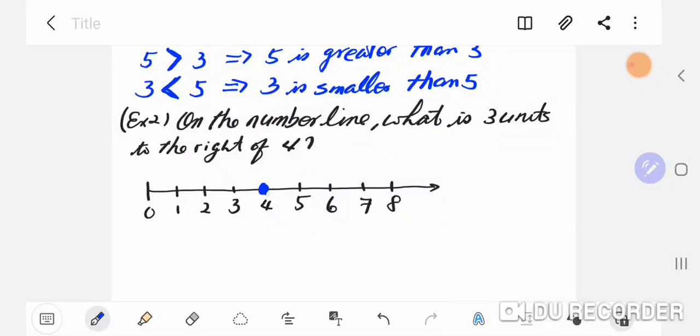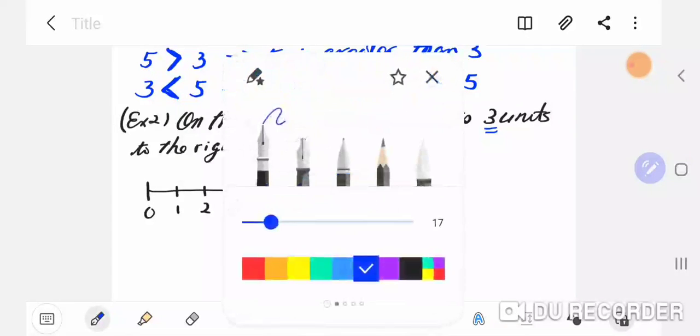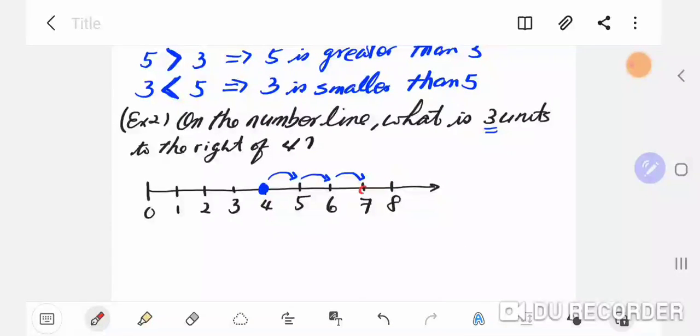From this number 4, we're going to move 3 units to the right. That means 1 unit, 2 units, 3 units. So finally, we are on number 7 on this number line. So the result will be 7. The answer is 7 because 7 is 3 units to the right of number 4.